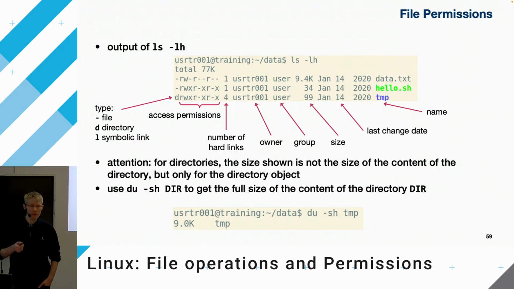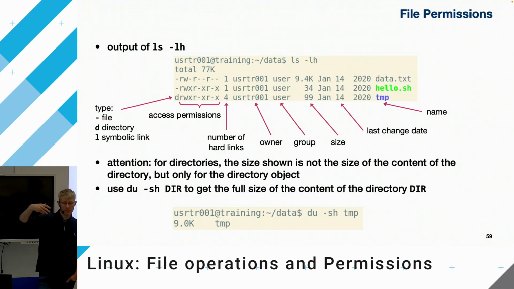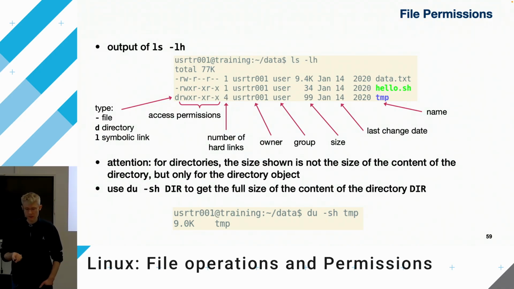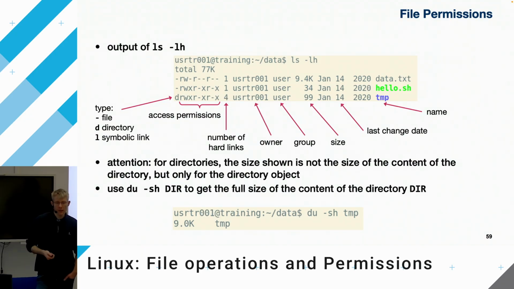Now, if you want to know the size of a directory, therefore the sum of all of the file sizes recursively in the directory, you can use this du command, du -sh, and then the name of the folder, and then du will traverse recursively through all of the subfolders and look at all of the files and then give you the sum of the file sizes.